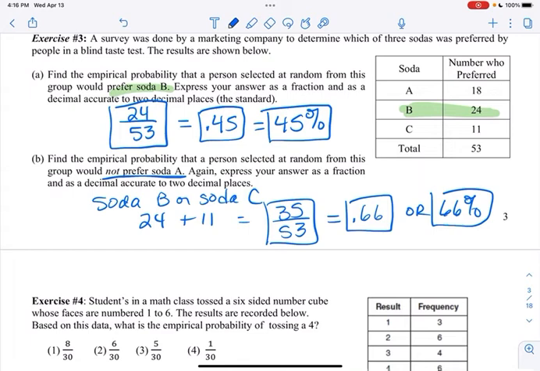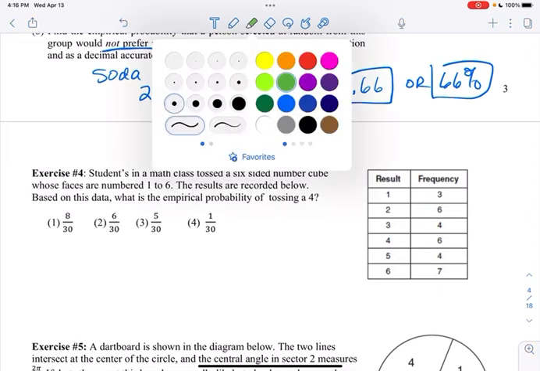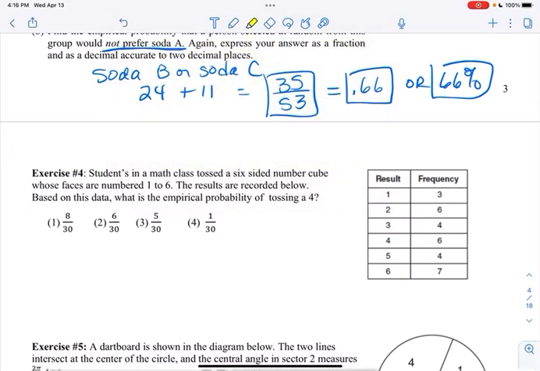All right, I got some more examples on the next page. Just 2 more. So students in a math class tossed a 6-sided number cube whose faces are numbered 1 to 6. The results are recorded below. Based on this data, what is the empirical probability of tossing a 4? Okay, so I actually did an experiment versus just in theory. So tossing a 4 is right here.